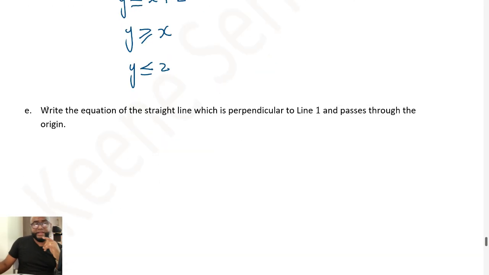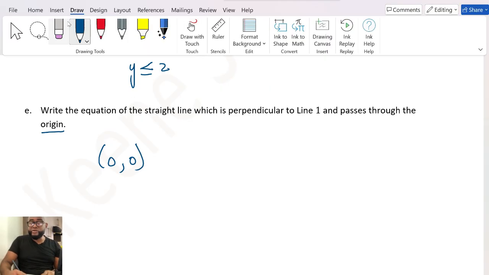All right. Let me go with the last part. Write the equation of the straight line which is perpendicular to line 1 and passes through the origin, right? So they said it passes through the origin. Did they give us a point on the line? Who remembers what the origin means? 0, 0. Nice.